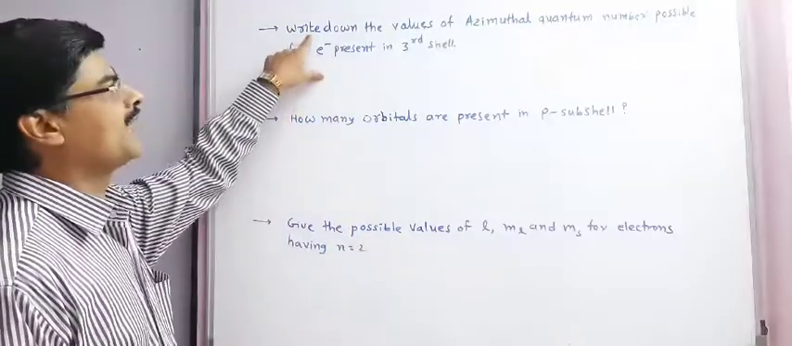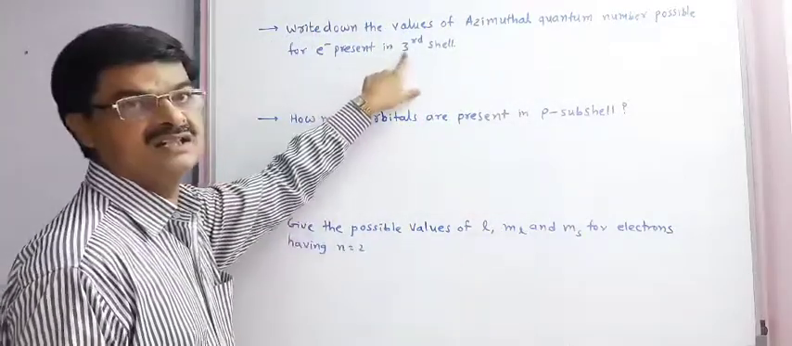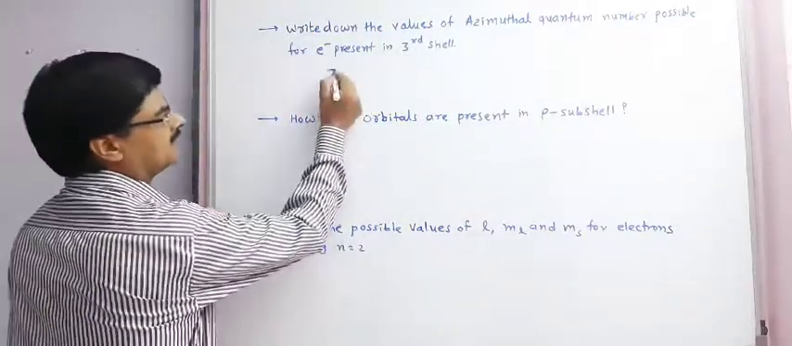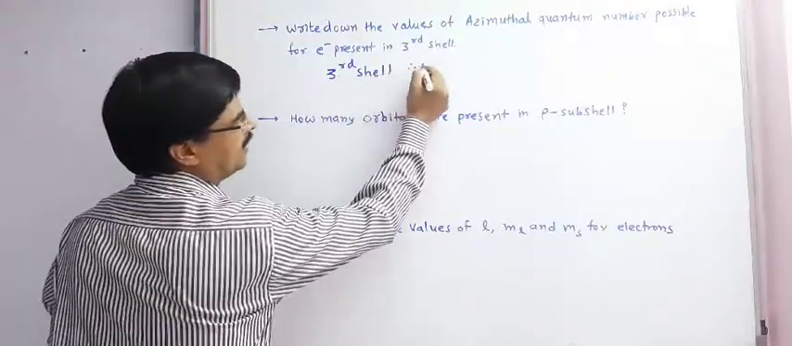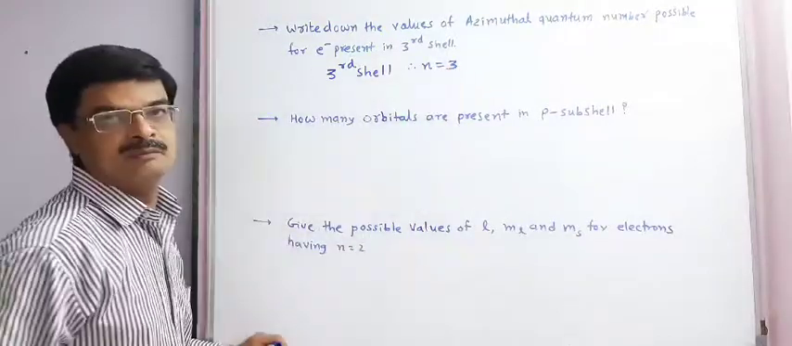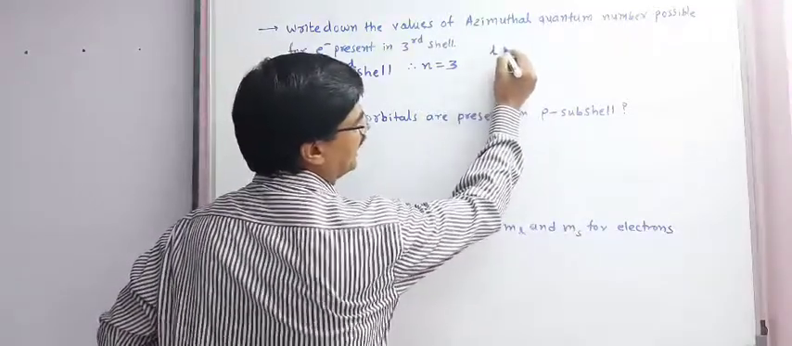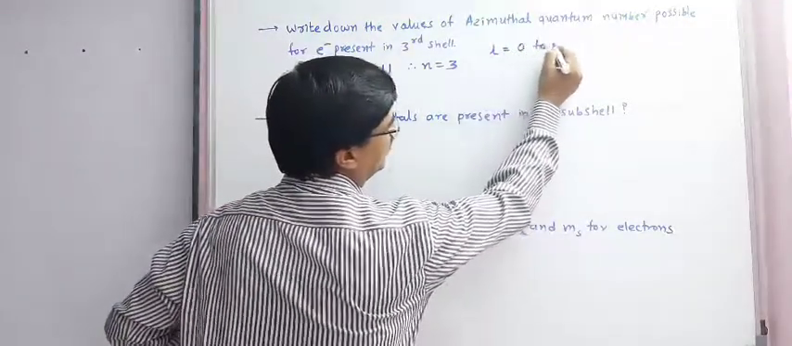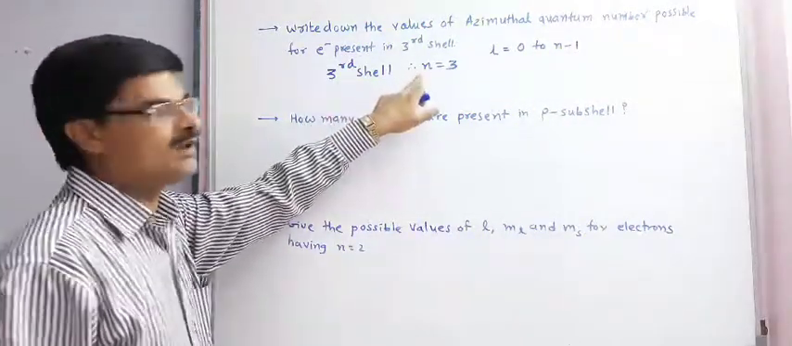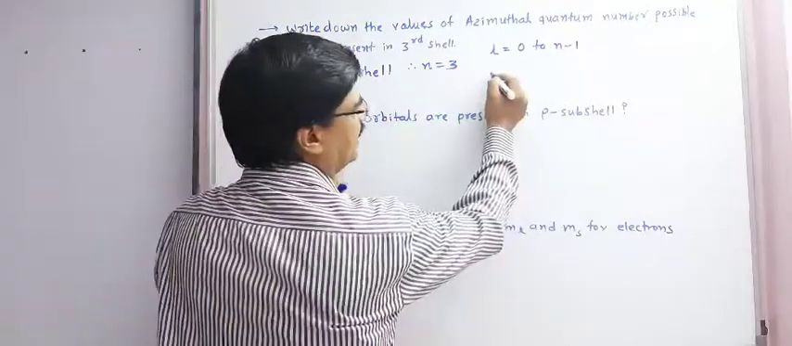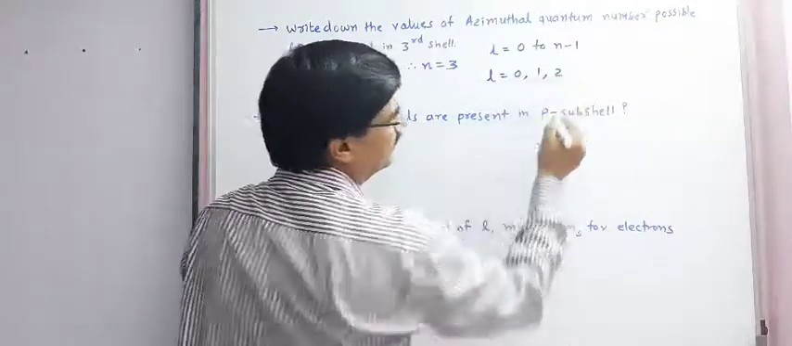In the given problem, write down the values of azimuthal quantum number possible for an electron present in the third shell. First of all, third shell means principal quantum number n is equal to 3. So azimuthal quantum number L has values 0 to n minus 1. Therefore, if the third shell means n is equal to 3, then the values of azimuthal quantum number L are 0, 1 and 2.